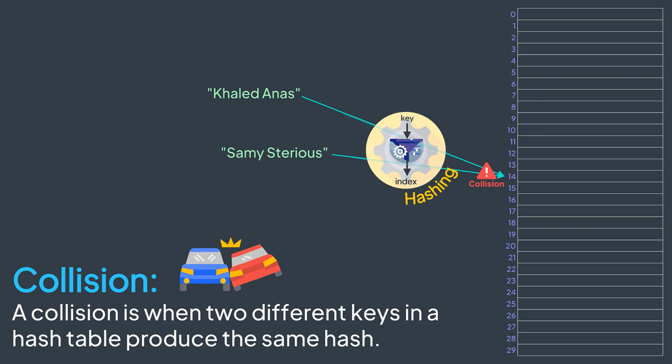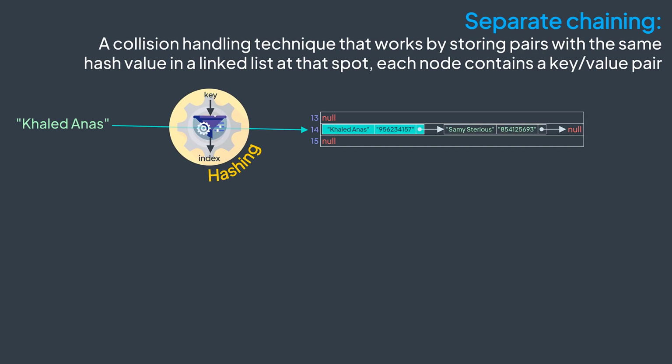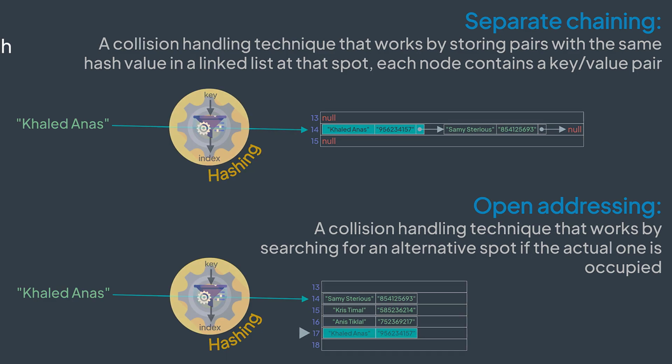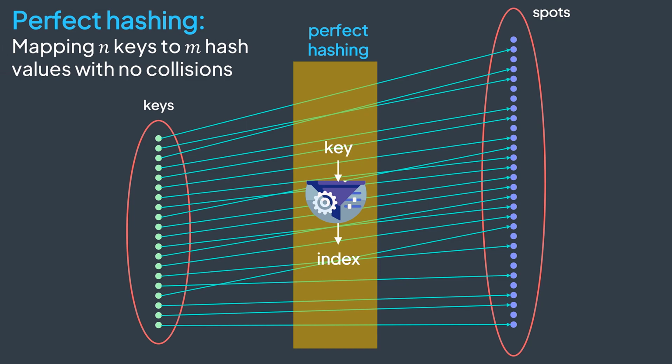To handle them, we have separate chaining, a collision handling technique that works by storing pairs with the same hash value in a linked list at that spot. Each node contains a key value pair. We also have open addressing, another collision handling technique that works by searching for an alternative spot if the actual one is occupied. Then we have perfect hashing, mapping n keys to m hash values with no collisions.